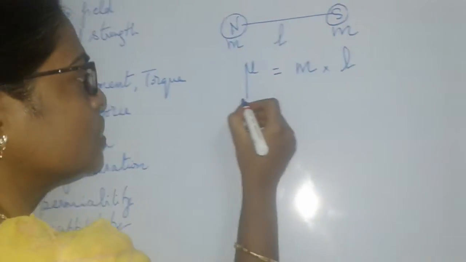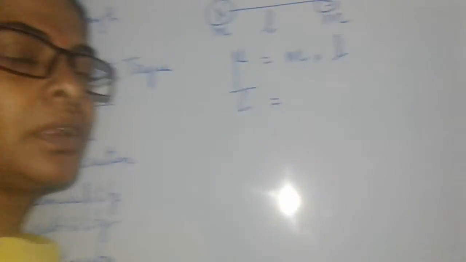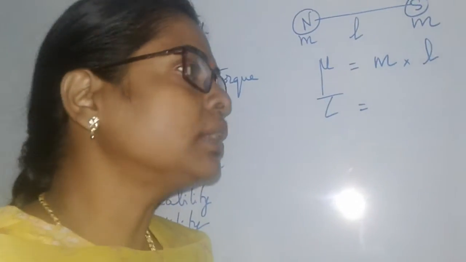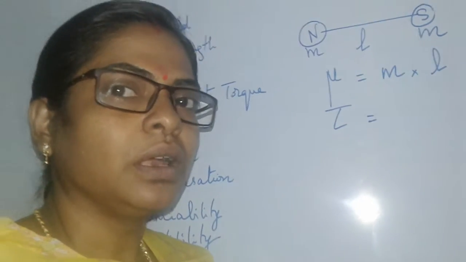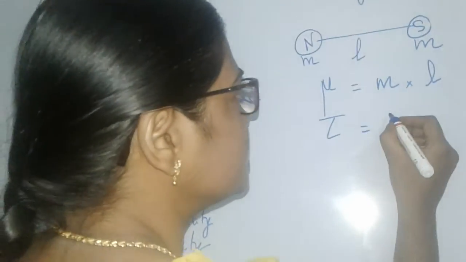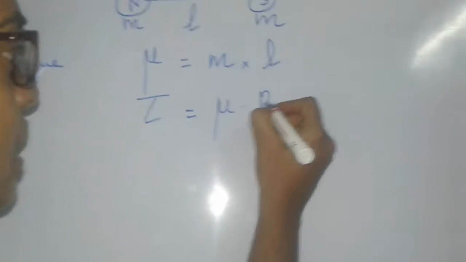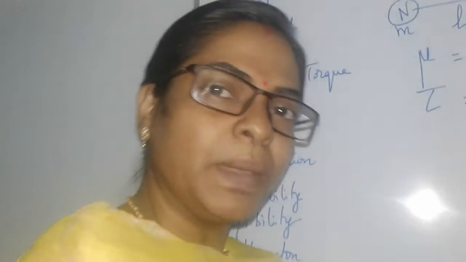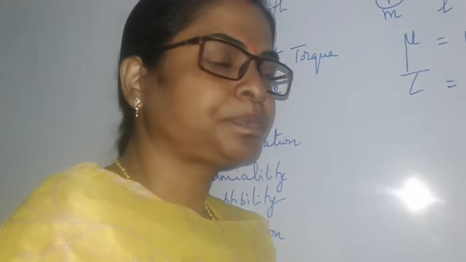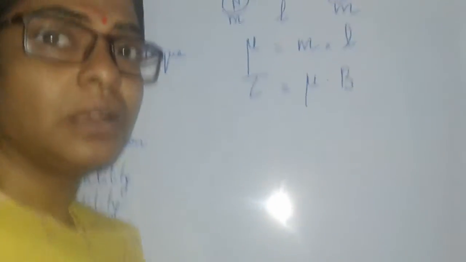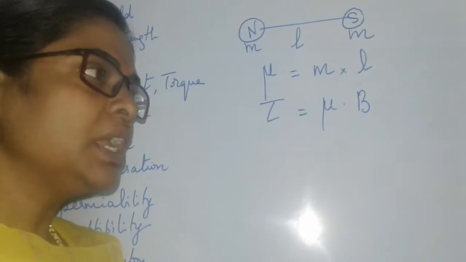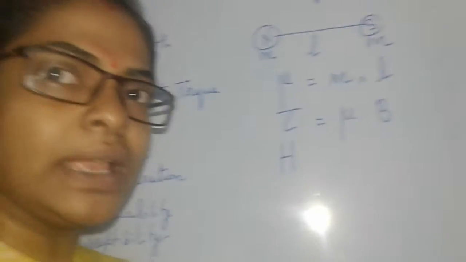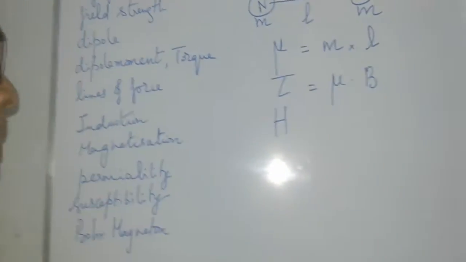And coming to torque, torque is the turning effect of a couple. So the force which is responsible to turn something is called torque. That torque is equal to mu into B, where B is the magnetic induction. Magnetic induction is nothing but the force experienced, or the magnetic field strength, inside the material, so it is called B. If it is the external applied field, then it is called H. So H is the externally applied field and B is the magnetic induction.